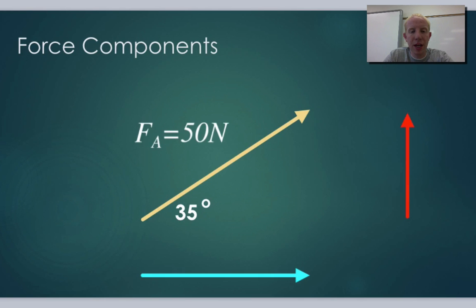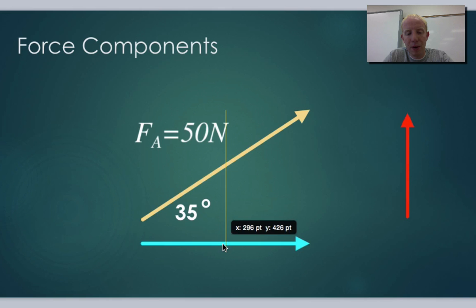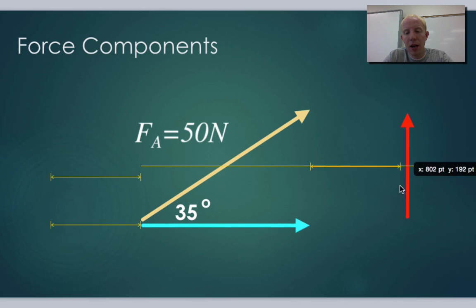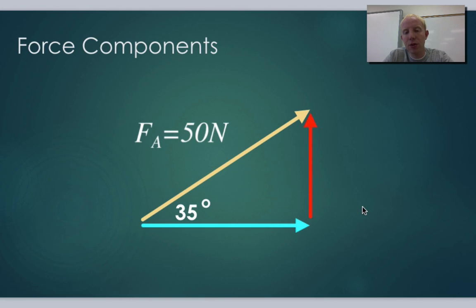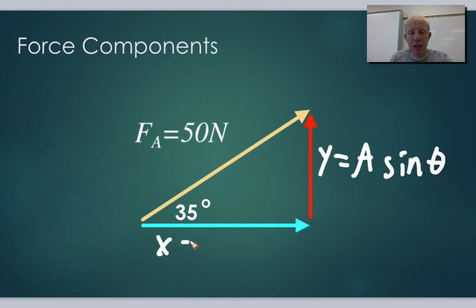So let's, for example, say that we have a force that's 50 newtons, and it's at a 35-degree angle from the horizontal. Again, we can think about an x component like this and a y component like this. It's basically two forces, one in the x direction, one in the y direction. So let's find those right now really quick as just a review. If we're trying to find the y component, y is the magnitude times the sine of the angle, and x is the magnitude times the cosine of the angle.